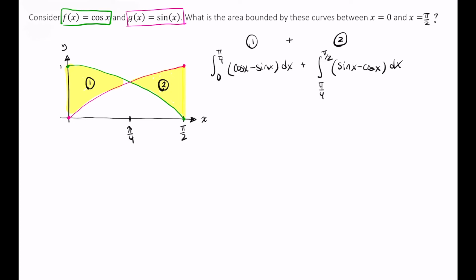Now, I could integrate these two regions separately, or I could just take into account that this region and this region, well, they're symmetric. They're identical. So I can really write this as double this integral or double this integral. And I'm going to choose to use this one because it has a 0, so it's going to make my algebra just a little bit easier. So this is equal to 2 times the integral from 0 to pi over 4 of cosine x minus sine x dx.